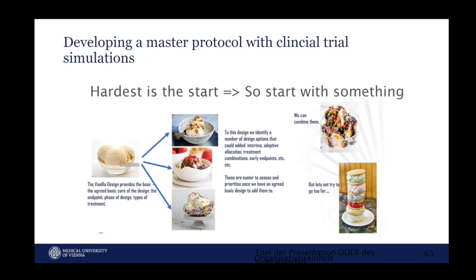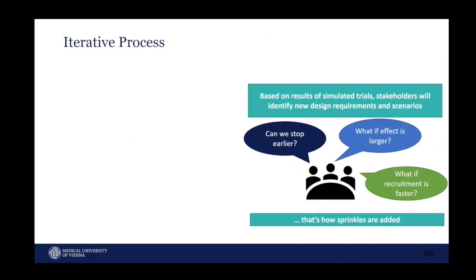However, how should you start? Here we propose a very, very simple concept which we call the vanilla sprinkles approach, which means start with a very, very simple design. So the vanilla design provides the base. It's a very, very simple design. And then you add sprinkles like the impact of interim analysis, the impact of using an adaptive sample size strategy, or change of allocation ratio. And you do it step by step, because if you start with the most complex one, you don't know whether the adaptation is a good one or not. So start very simple.